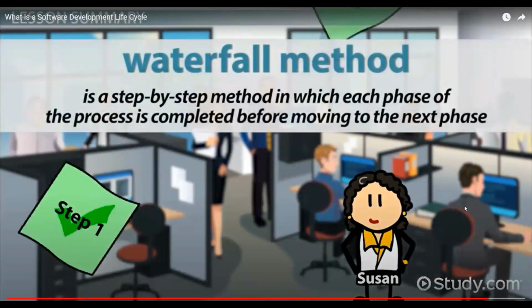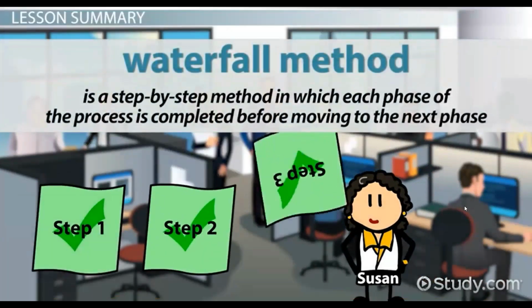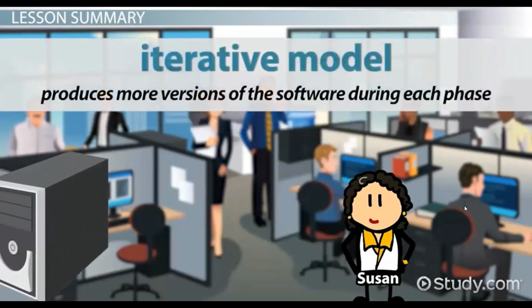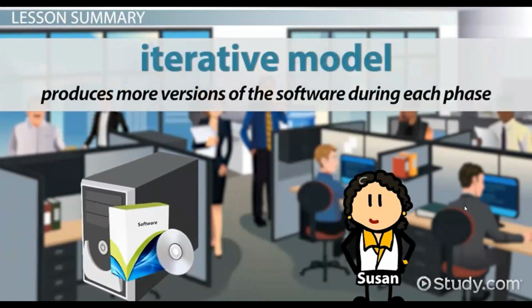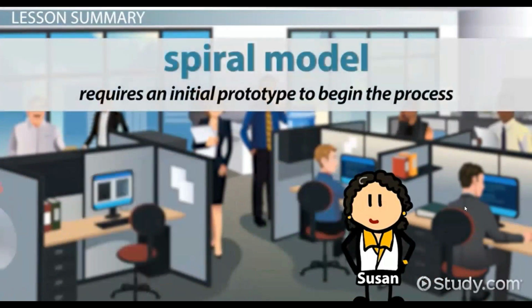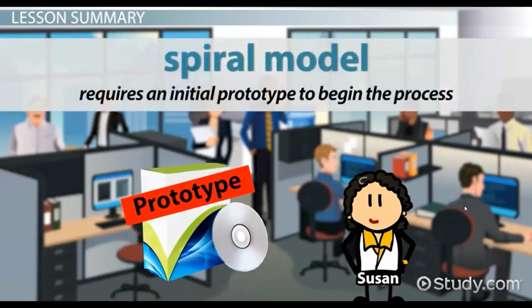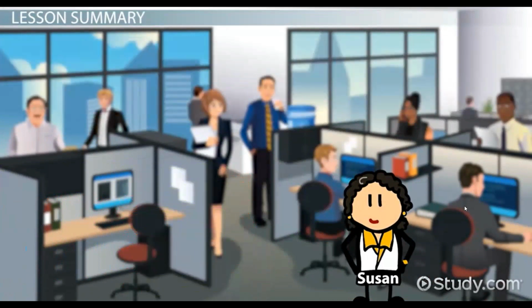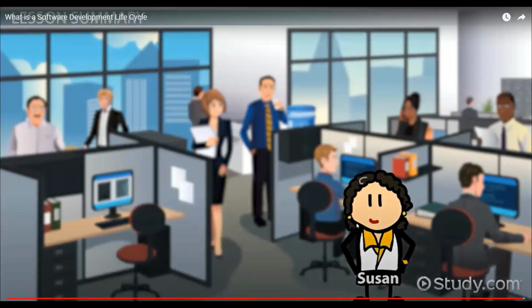The waterfall model is a step-by-step method in which each phase of the process is completed before moving to the next phase. The iterative model produces more versions of the software during each phase, and the spiral model requires an initial prototype to begin the process. The project manager decides which model is used based on customer specifications.